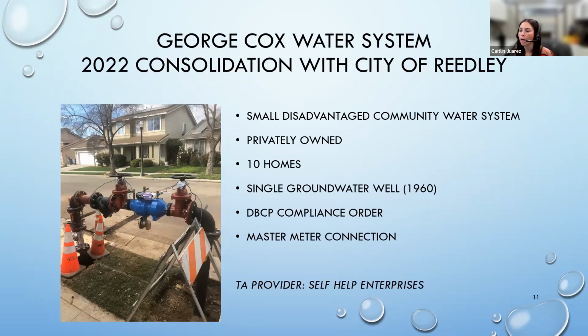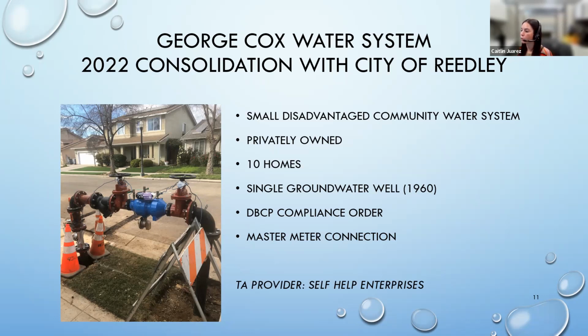So an example of a master meter consolidation project is the George Cox Water System, which is located in Reedley. And they served about 40 people, and it had 10 homes. And they were all owned by a single person, and they relied on a groundwater well that was drilled in 1960. There were pressure issues that the community was experiencing, and they were also out of compliance for DBCP.